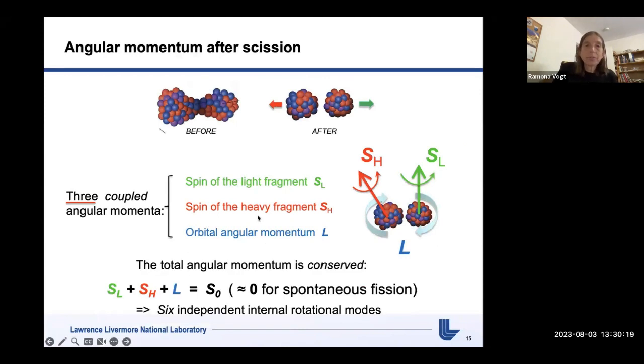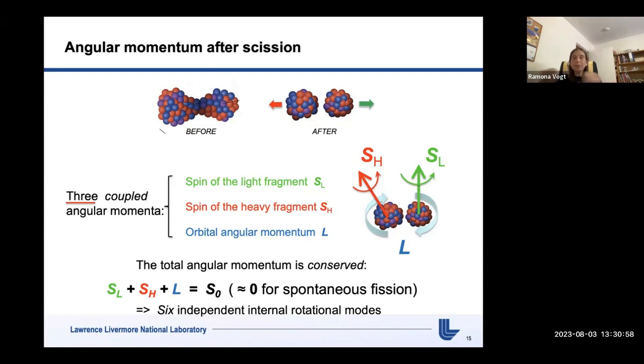So before fission, you have something like this. This neck is still pretty thick, but after, you have two fragments that are moving away from each other as they spin. So you have three coupled angular momenta. You have the spin of each individual fragment, but you also have the orbital angular momentum between them. And that total angular momentum between all three is what's conserved. It's hard enough to measure the spin of an individual fragment. It's almost impossible to really get the orbital angular momentum, but we know what it is.